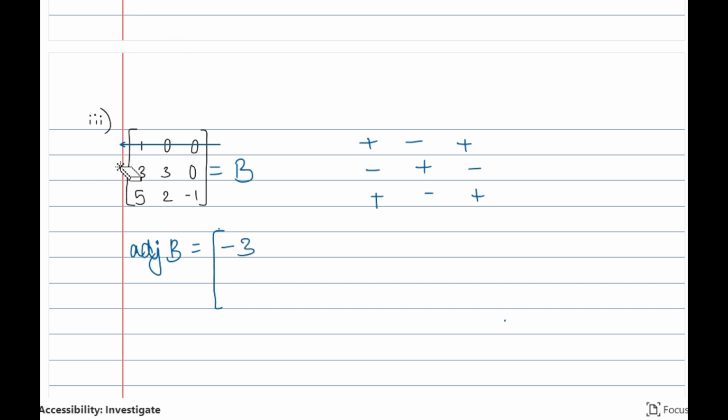Alright, moving on to the next one. You have to find the cofactor for this one. Correct? So that's minus 3 minus 0 again. But since the sign convention is minus, it becomes plus 3. Because minus of minus 3 is plus 3. Alright, let's move on to the next one.